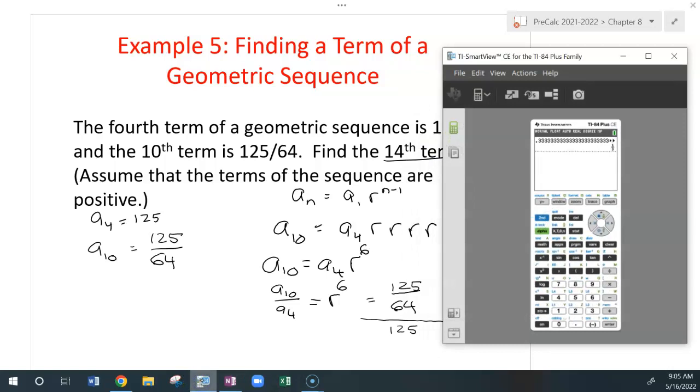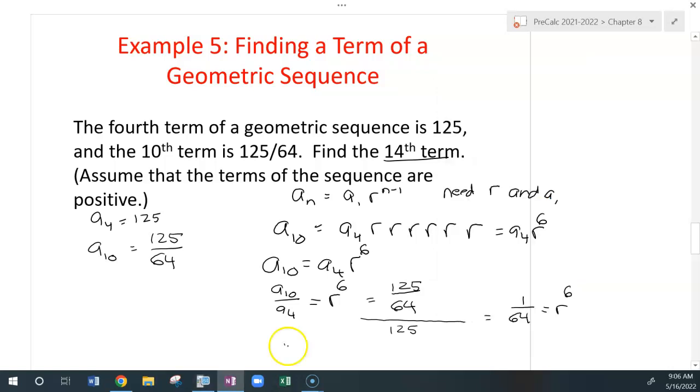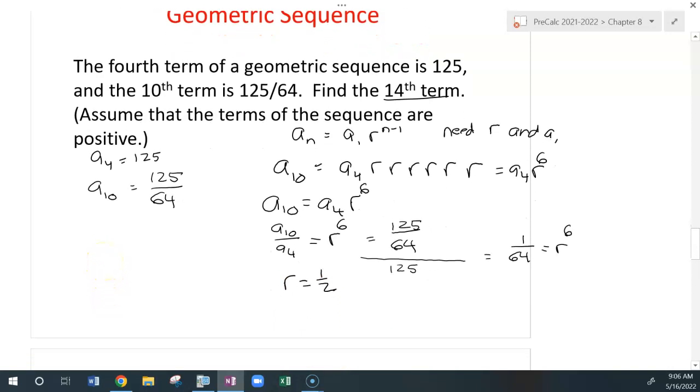I need the 6th root, so I'm going to go to math. I'm going to come, oops, hit the wrong one, math. I'm going to come down to number 5, where it lets me say what root I want. I'm going to put the 6th root of 1 over 64. And that gives me 0.5, which we know in fraction terms is 1/2. So then r equals 1/2. All right. Now I need to get the first term, a sub 1.